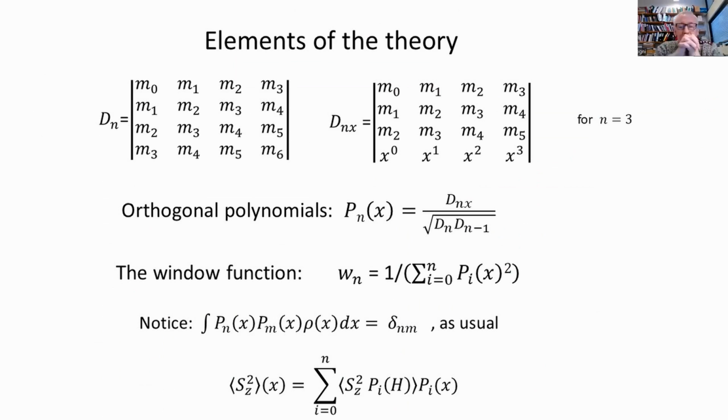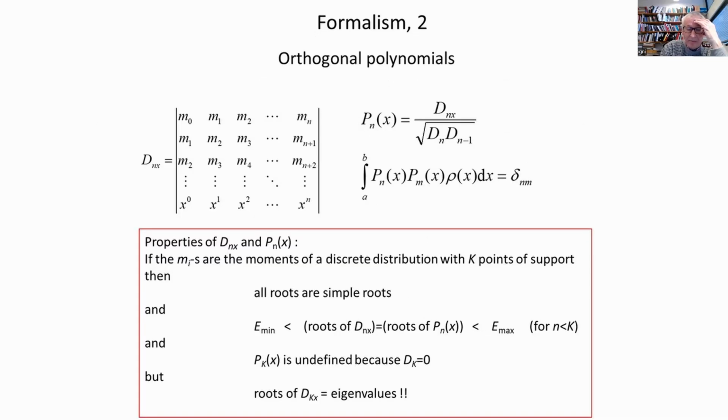So here there are two kinds of determinants which are important, and they lead to orthogonal polynomials. They also lead to a so-called, I don't know how this function should be called, I call it a window function. And from these polynomials, I can also compute the expectation value of SZ squared as a function of energy x. And some simple properties of these quantities are the following.